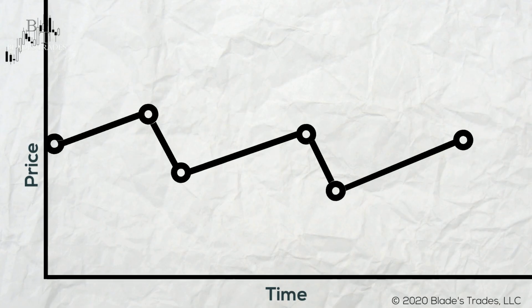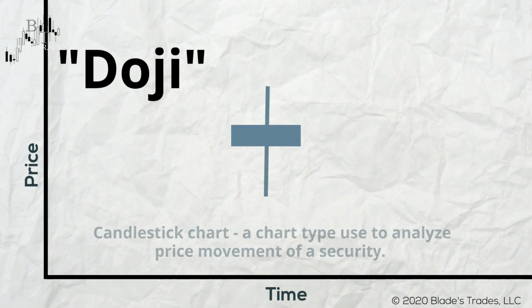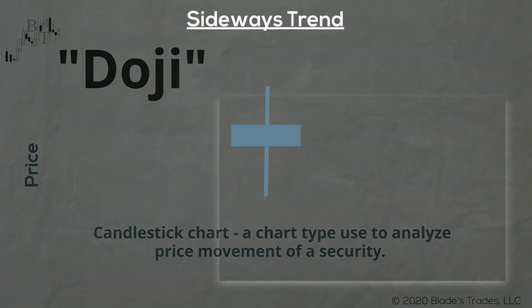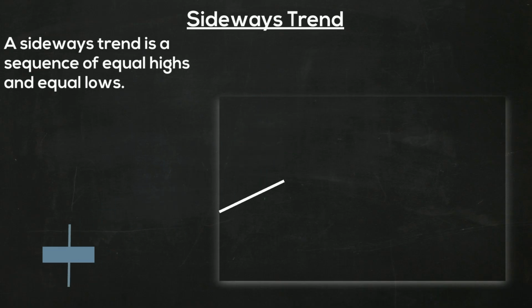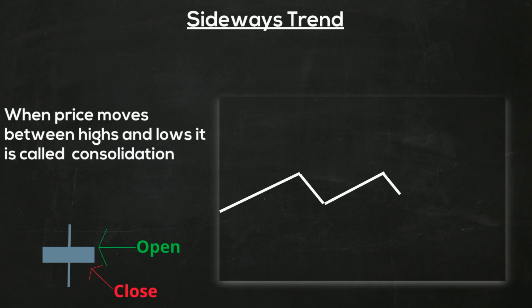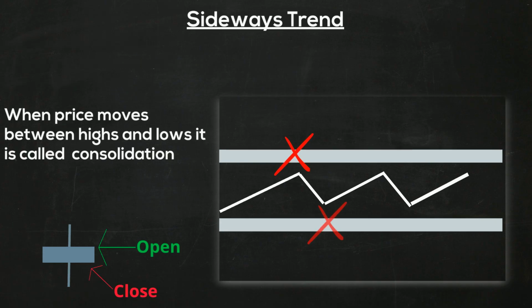The last trend we have is a sideways trend, sometimes referred to as consolidation. A sideways trend is when a price movement does not change much. On a candlestick chart, we will see a lot of dojis. A doji is this fancy little symbol that shows that the price of a security opened and closed near the same price. A sideways trend is not a good entry point either.